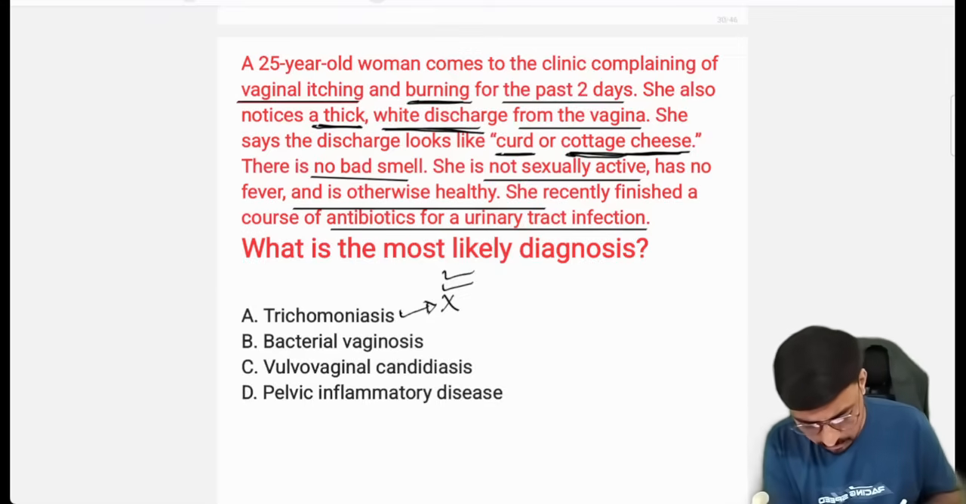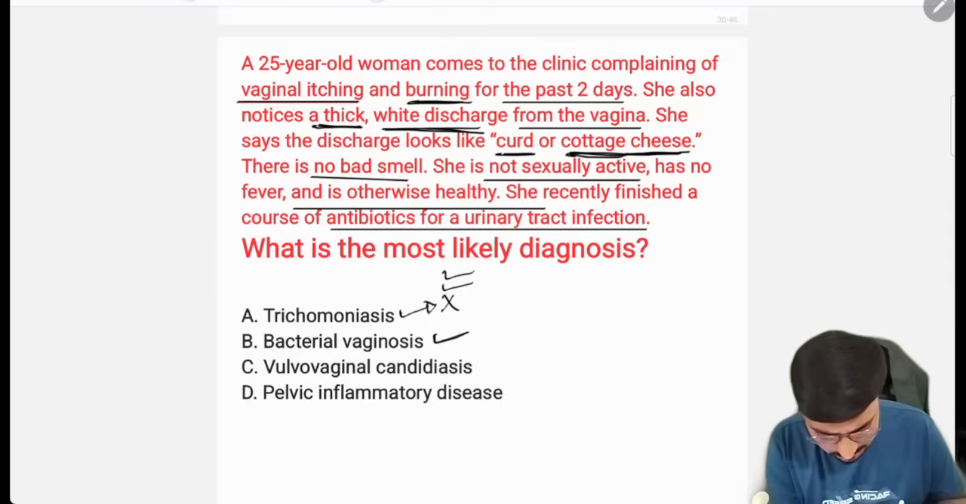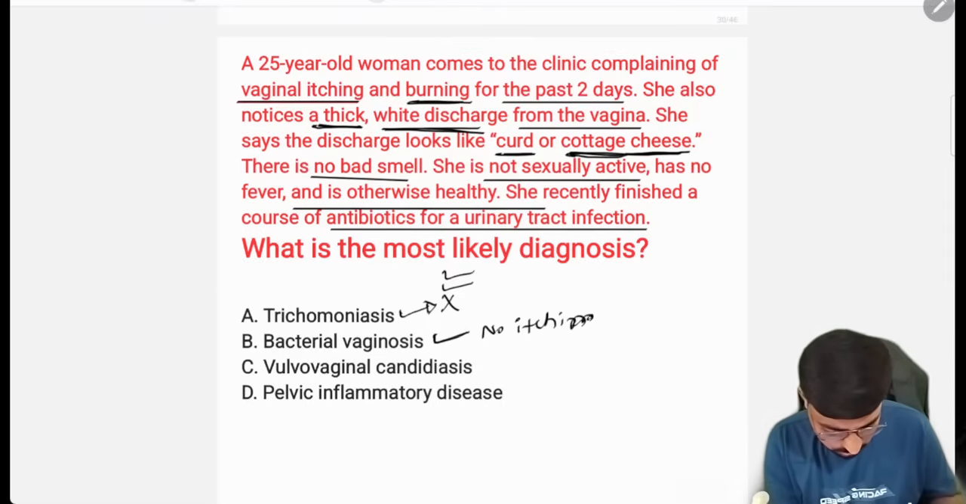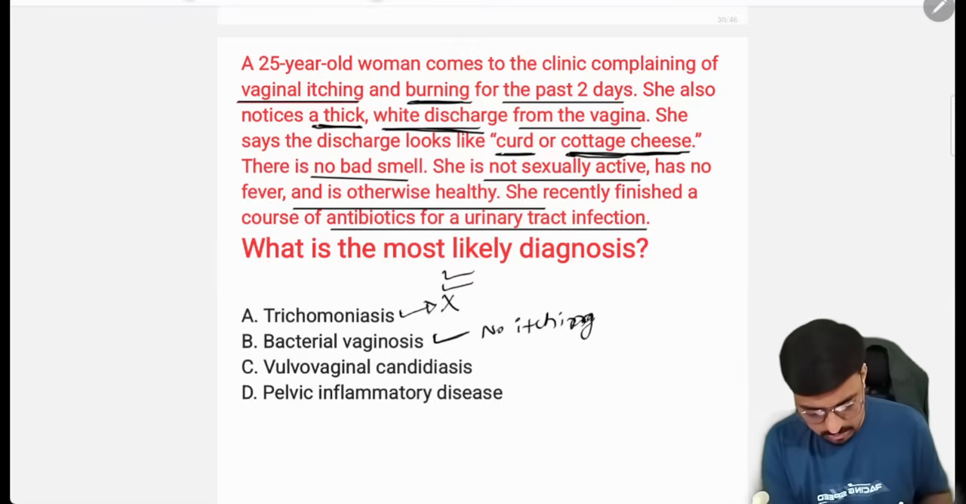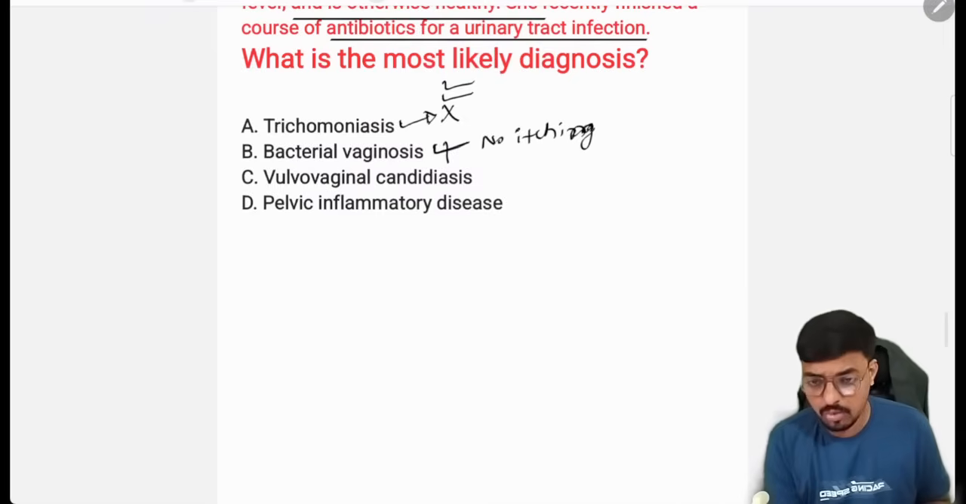In bacterial vaginosis also we get a white discharge, but there is no itching. But in the history she is telling us there is vaginal itching, so I am eliminating option B also. Next comes option C, vulvovaginal candidiasis.